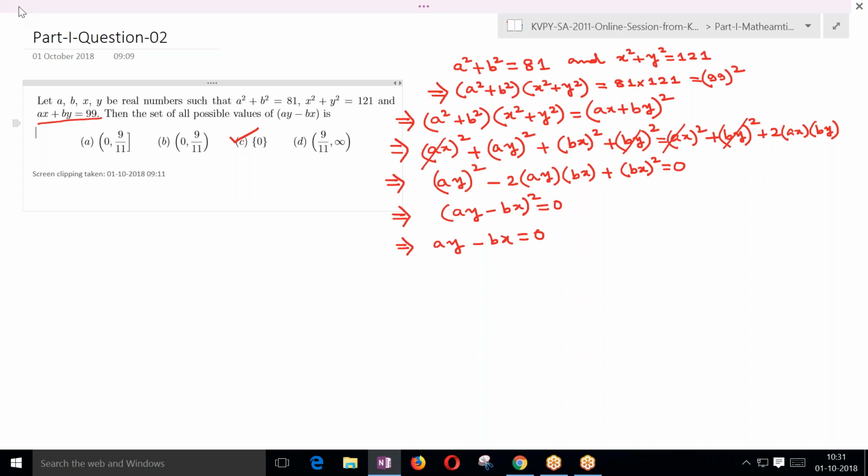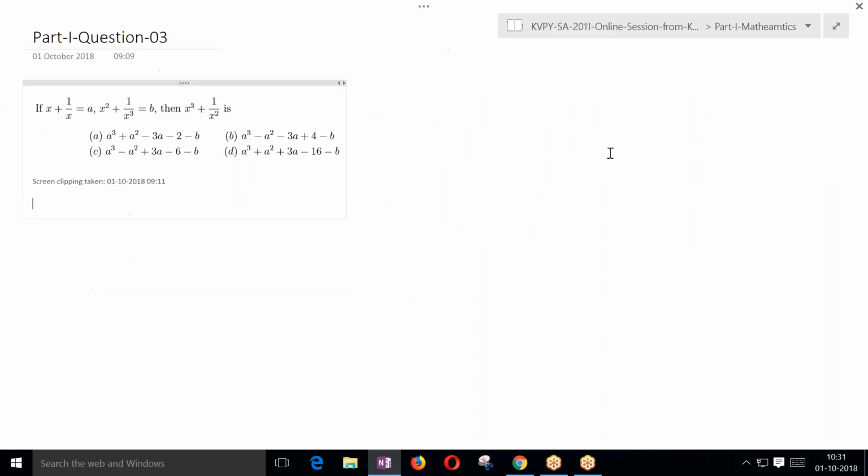It's a similar thing also. The next question, if you look into it, exactly. That is why I really appreciate the way the question is set in KVPY. It judges the fundamentals. Okay. Here, it is given x plus 1 by x equal to a, x square plus 1 by x cube equal to b, and x cube plus 1 by x square, we need to find it out from these two pieces of information.